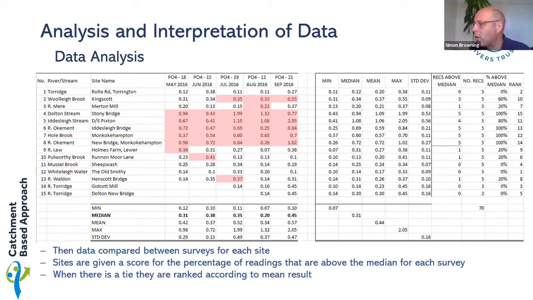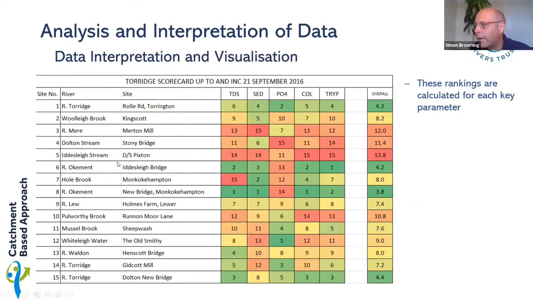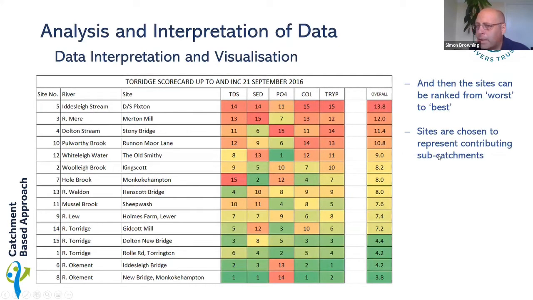I won't go into that now, but the upshot of it was, it allowed us to produce this kind of ranked scorecard where we fairly crudely gave each site in the monitoring matrix a ranking between, what are we, 15 sites, so between 1 and 15, according to the total dissolved solids, the sediment, the phosphate, the colour, and in this case, the tryptophan. And that gave us an overall ranking, which we can then sort on.